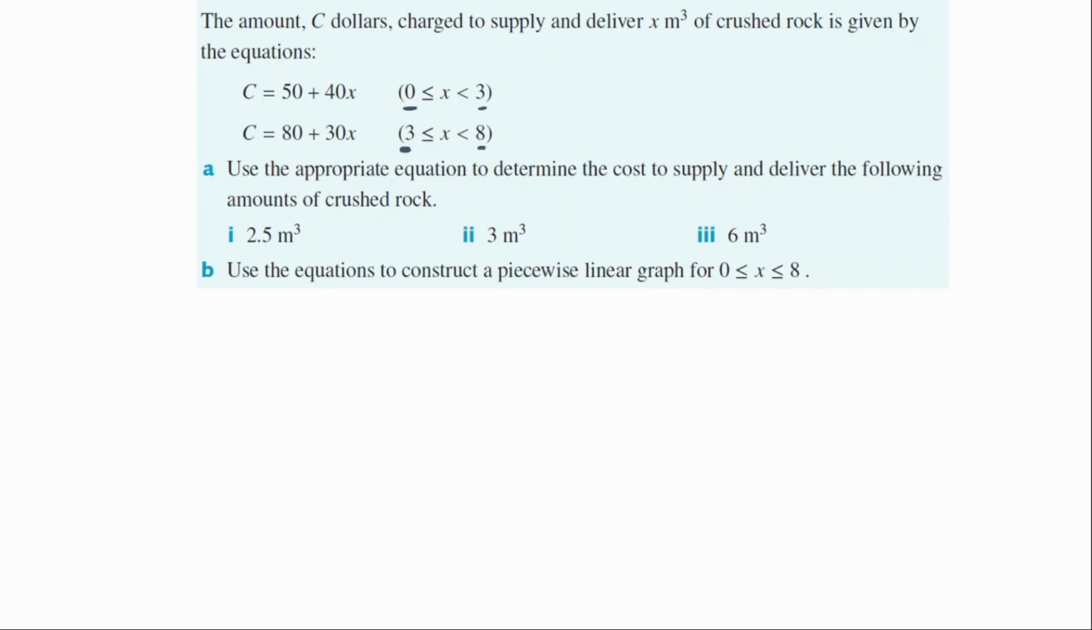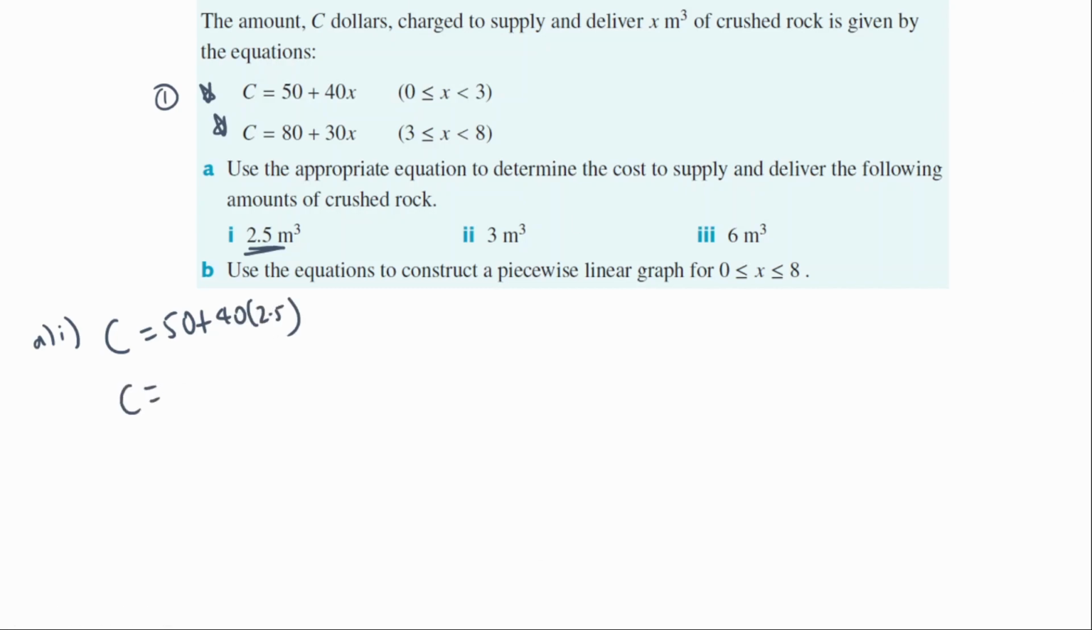Now let's have a go at question A here. It says use the appropriate equation to determine the cost to supply and deliver the following amounts of crushed rock. This first one is 2.5 meters cubed, and to determine which graph or equation I would use, I'll look at the ranges there. 2.5 meters cubed is in between 0 and 3, so I would need to use that first equation there. Once I've determined which equation to use, I'm just going to substitute the value in. C is the amount it costs, and x is the meters cubed, so I'm going to replace x with 2.5 there. So it's going to be C equals 50 plus 40 times 2.5. So that's how I would solve that.